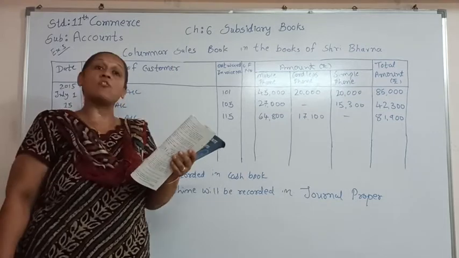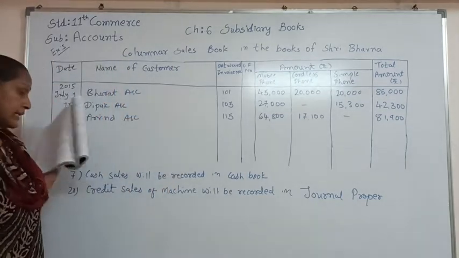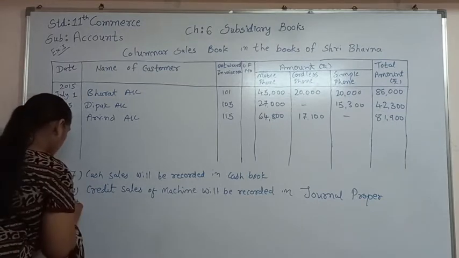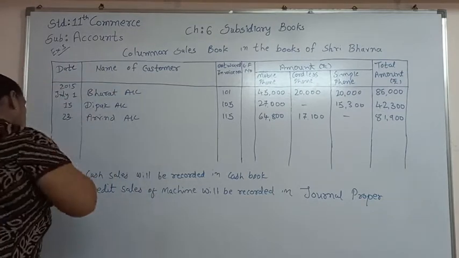Now let's see the date number 26. Sri Ghanshyam placed an order. Placing an order is a non-economic transaction. So here we are going to write that a non-economic transaction will not be recorded in the books of account.